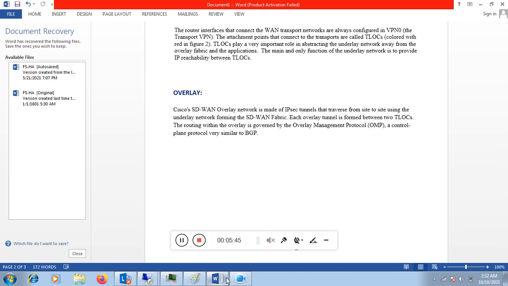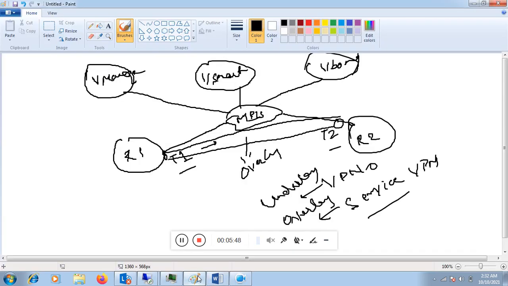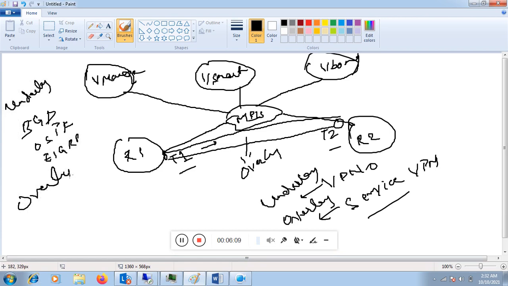So if we talk about the routing protocol, the underlay routing protocol might be BGP, OSPF, EIGRP, anything, right? These are the underlay routing protocols. And the overlay routing protocol is OMP, Overlay Management Protocol. So whatever route exchange is done in the overlay will be done using the OMP protocol that is running between the WAN edges and the vSmart.